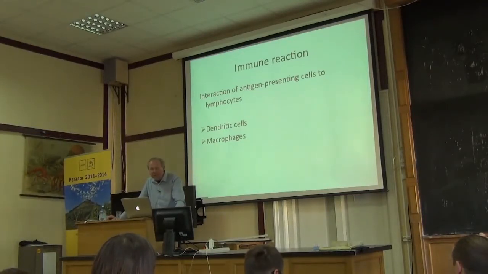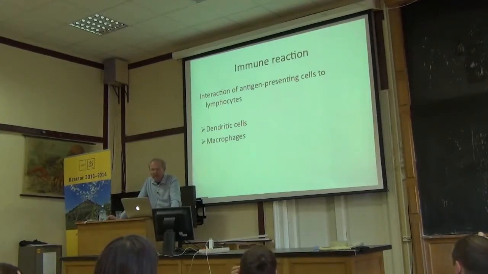The second famous cell type is dendritic cells. Famous because they were discovered 30 years ago maybe.